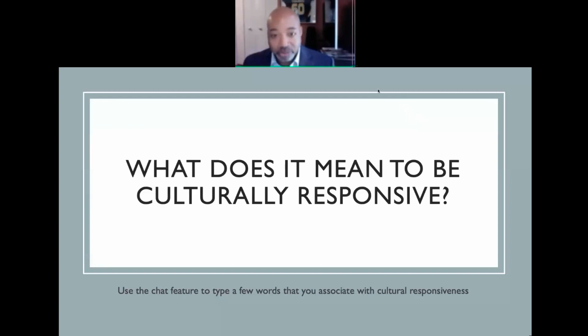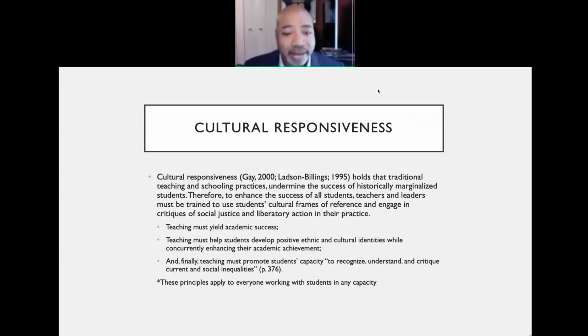These are all good. And we're getting really close to the way that Geneva Gay and Gloria Ladson-Billings talk about cultural responsiveness. So for them, what it means is that we understand that our traditional ways of teaching and serving students sometimes, often, undermine the success of historically marginalized students. So what this means is that all of us need to be trained to enhance the success of students by using their cultural frames of reference. And we also need to be trained to engage in critiques of social justice and liberatory action.